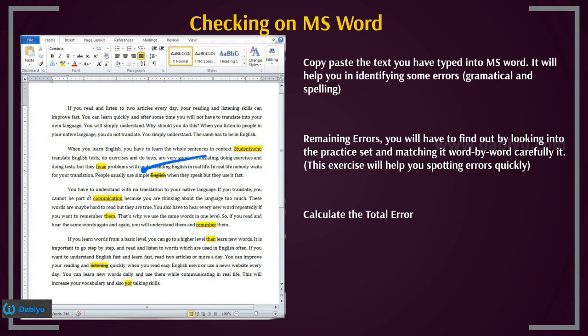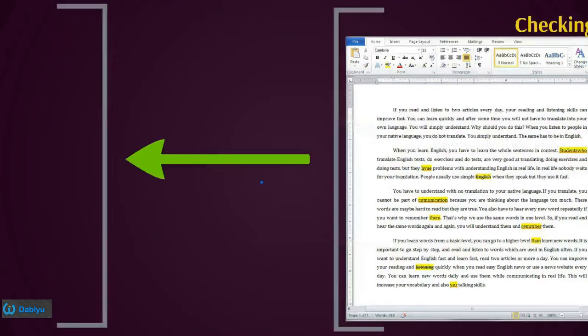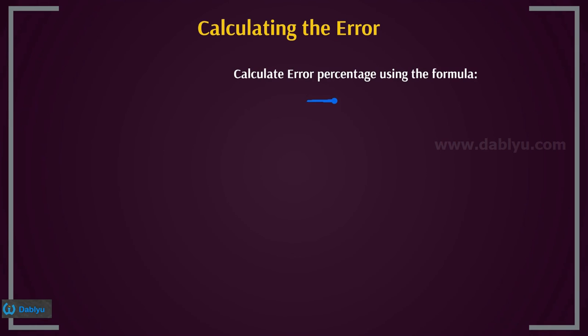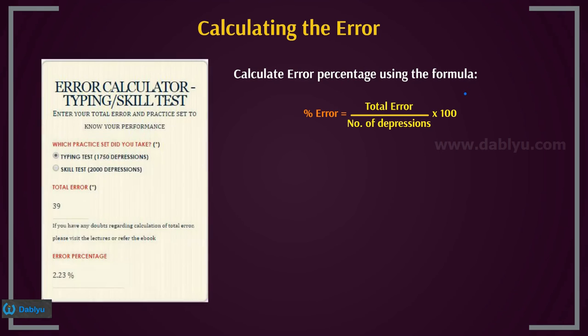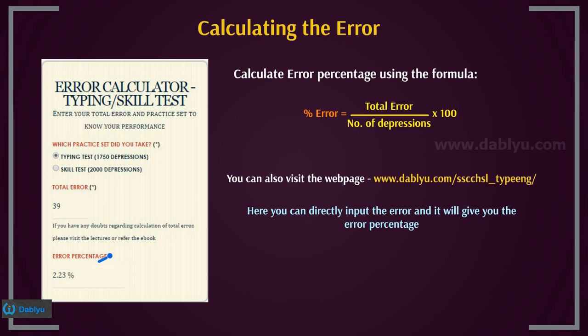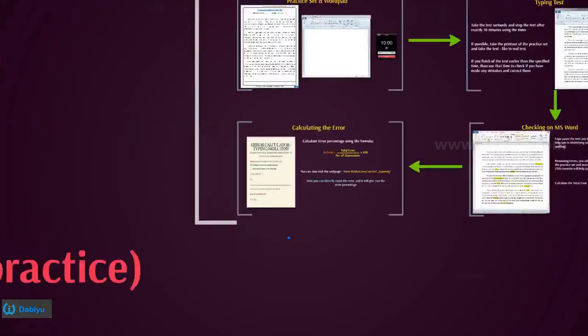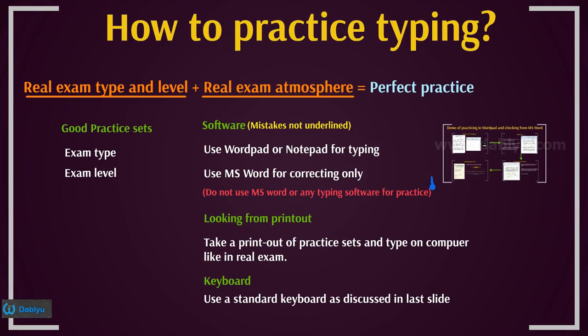Now once you have highlighted all the mistakes, now calculate the total error. I hope you know how to find total error. If not, go and check our second lecture. We have done it in detail. Now once you calculate the total error, now you have to calculate error percentage using the formula which we have told in the previous lecture. Or you can also go to our website. We have made a ready-made calculator where you can just type in the total error. It will give you error percentage, right? So you can use any of these. So this is how you should do your practice to have an efficient practice session.